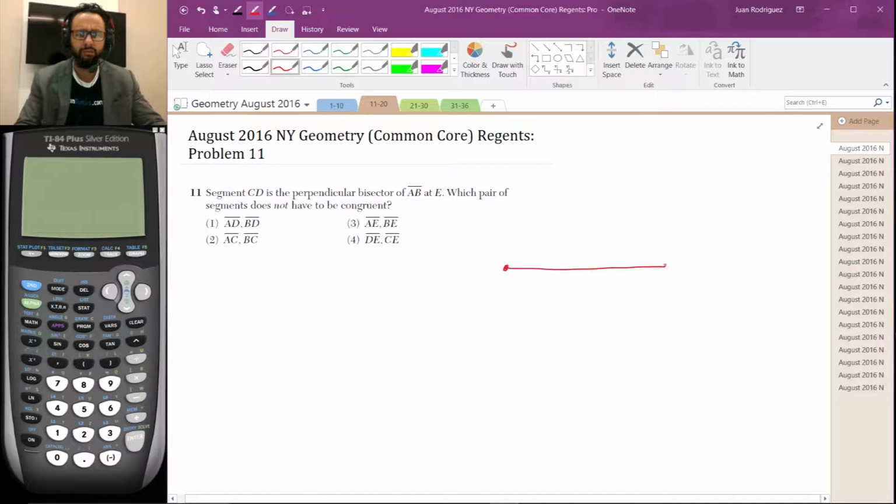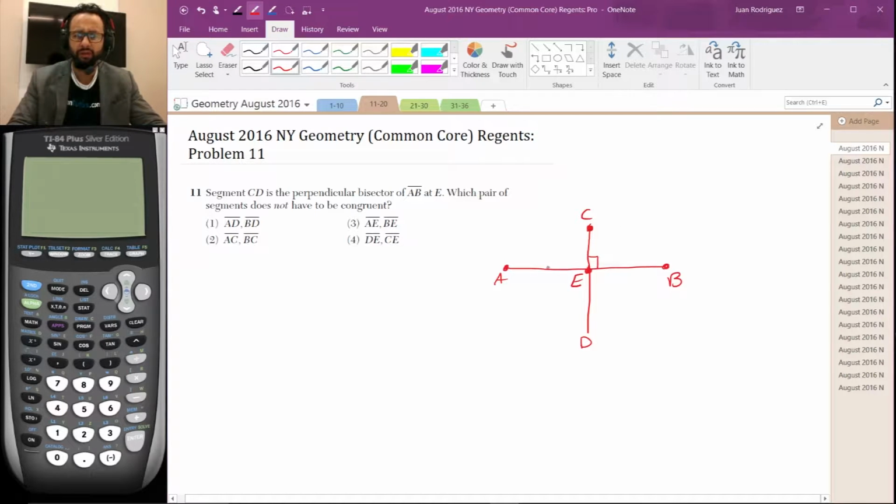So CD is the perpendicular bisector of AB at E. So here's AB. I'm going to draw it horizontally. A, B. And CD is the perpendicular bisector, so it's going to go through this point. And this is CD, and this is a right angle, and this is point E.